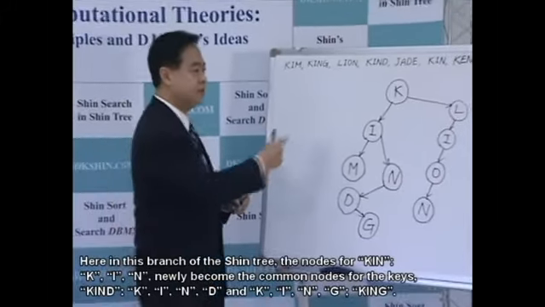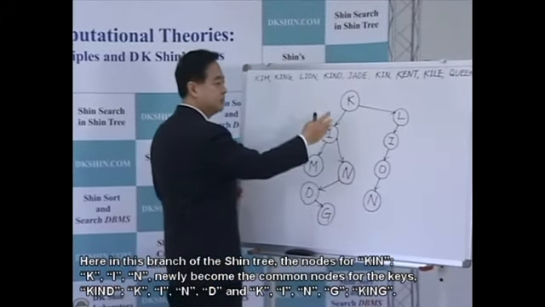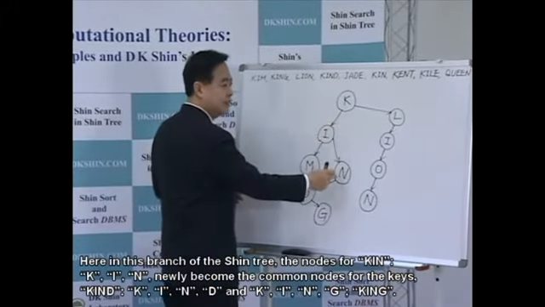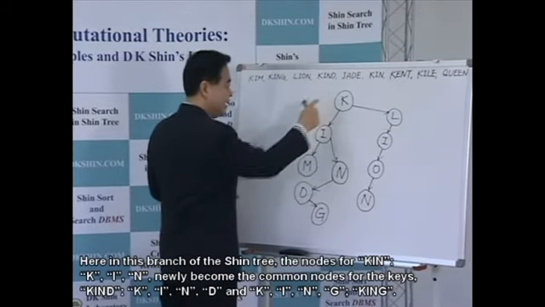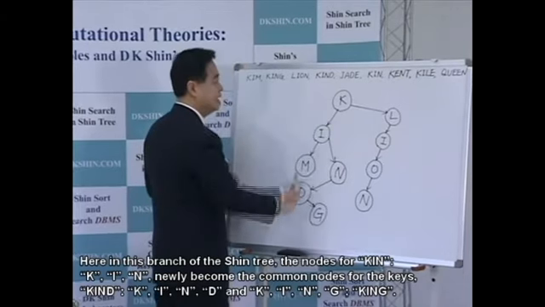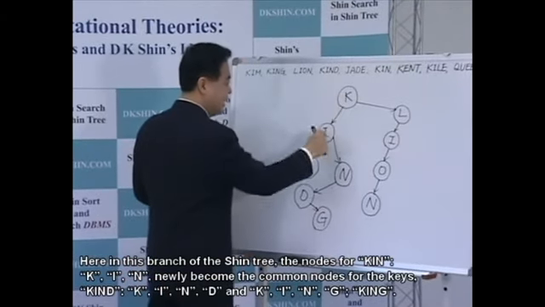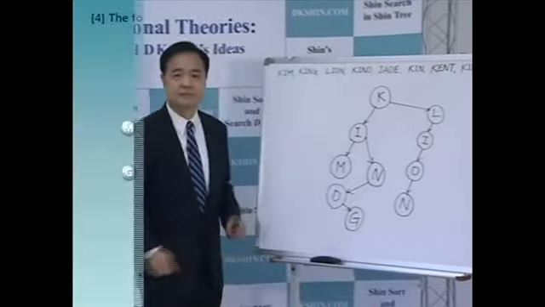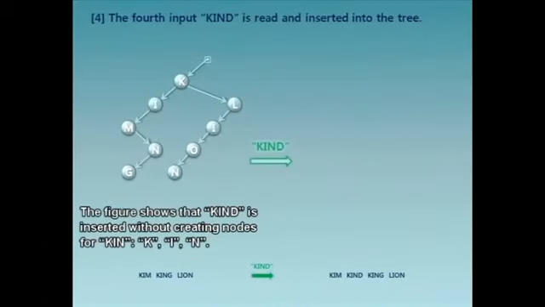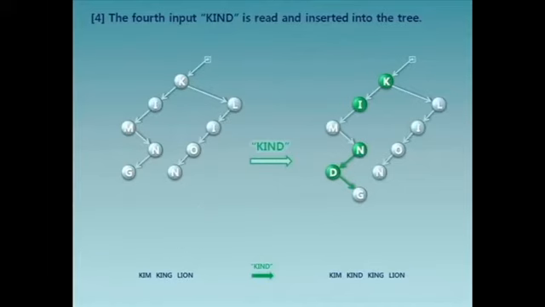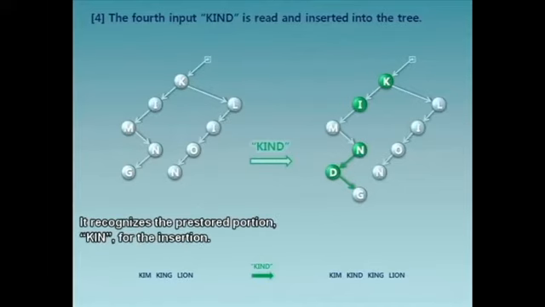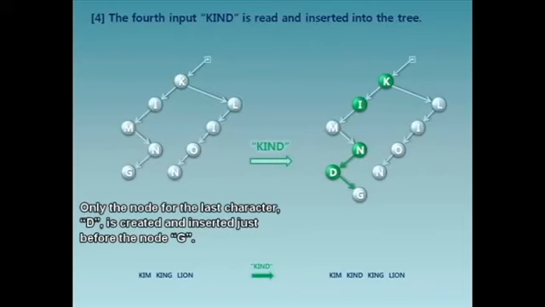Here in this branch of the Shin tree, the nodes for kin, K-I-N, usually become the common nodes for the keys kind, K-I-N-D, and K-I-N-G, king. The figures show that kind is inserted without creating nodes for kin, K-I-N. It recognizes the pre-stored portion kin for the insertion. Only the node for the last character D is created and inserted just before the node G.